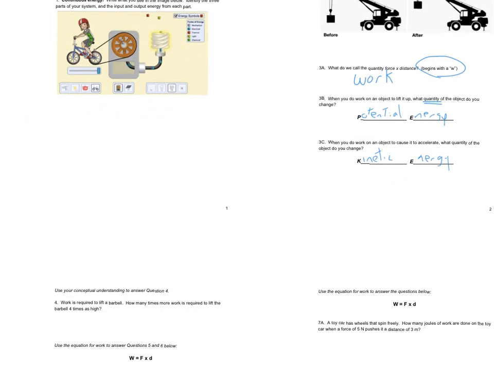All right, moving to page 3. I like these headings here because one says use your conceptual understanding. You could do it with an equation. It may not be necessary, and then we get to some equation problems here. These are like the ones that were presented in your textbook. Okay, work is required to lift a barbell. How many times more work is required to lift the barbell 4 times as high?